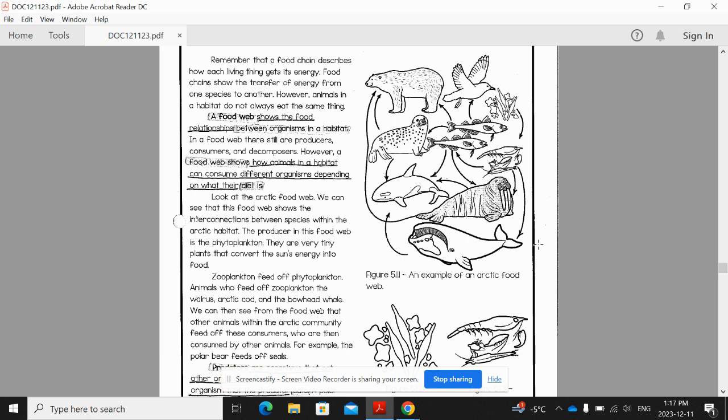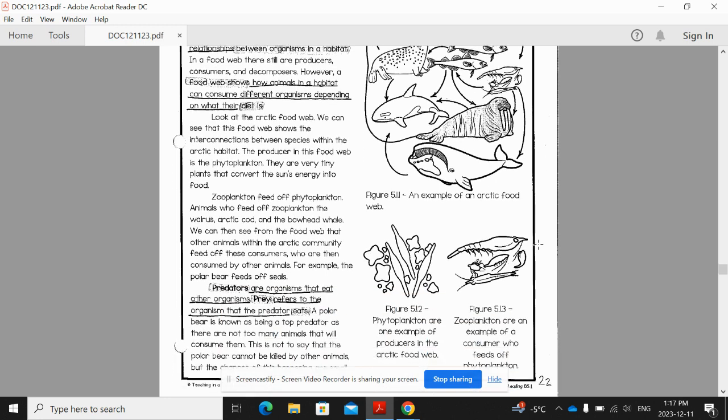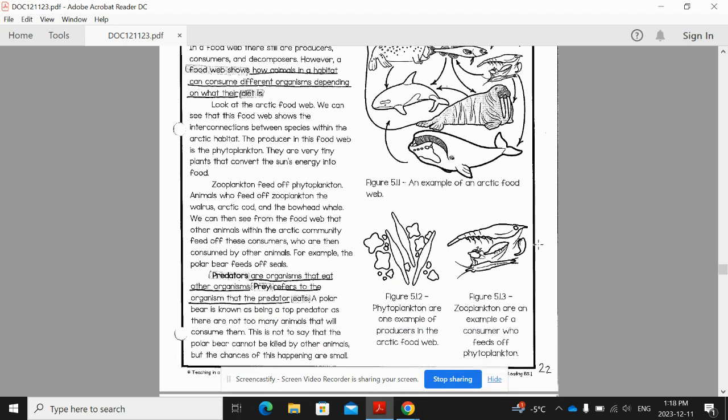We can then see from the food web that other animals within the Arctic community feed off these consumers, who are then consumed by other animals. For example, the polar bear feeds off seals. Predators are organisms that eat other organisms. Prey refers to the organism that the predator eats.